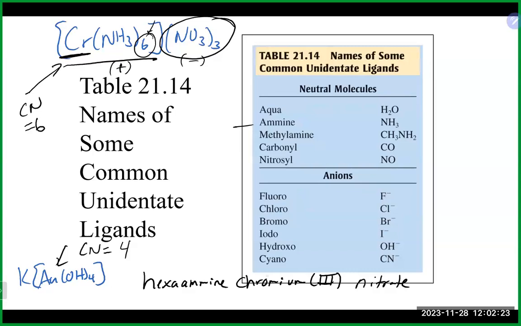So this also illustrates what I was saying earlier. When we talk about the metal coming at the end of the name, we're talking about the complex ion part of the name. So this is really the complex ion part of the name. That's why it comes at the end, not necessarily the end of the actual name of the compound.